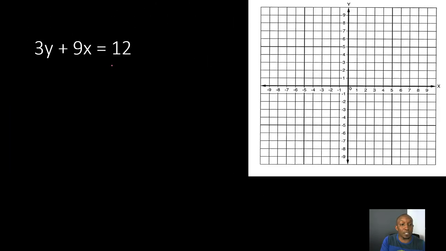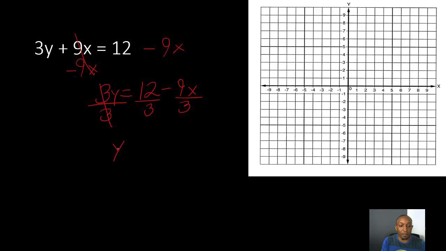So first things first, like we always do, we want to get our y by itself. So we need to subtract this 9x on both sides. So it cancels out right there. I'm going to rewrite this equation, clean it up some. And then we have this 3 in front of this y. Since it's multiplying, we're going to do the opposite and divide it on both sides.